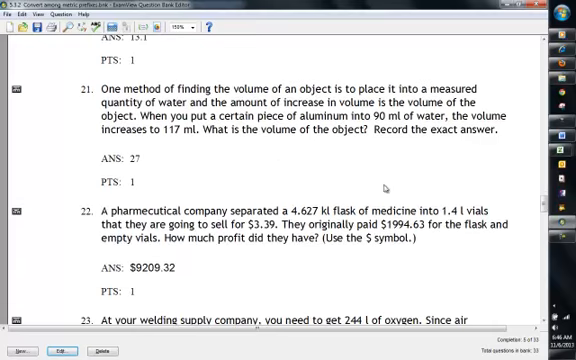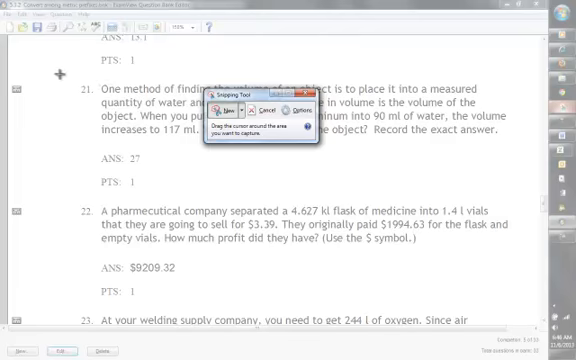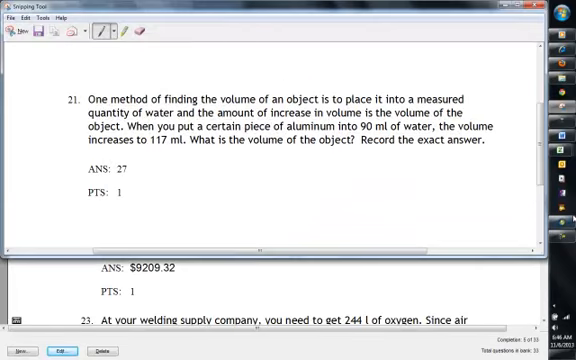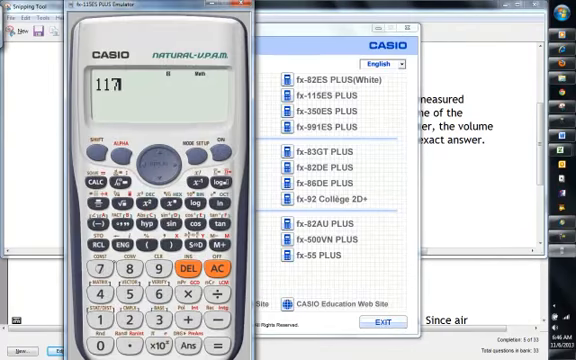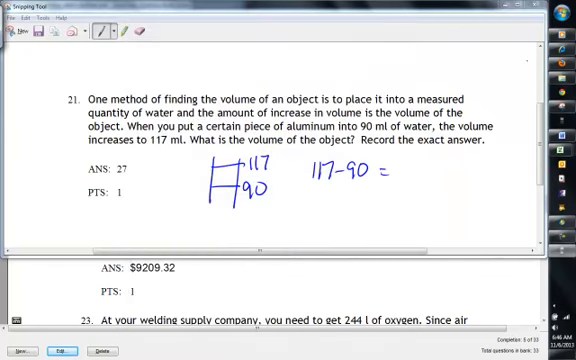All right, one method of finding the volume of an object is to place it in a measured quantity of water and find the amount that the volume increases. When you place a certain piece of aluminum in 90 milliliters of water, the volume increases to 117. So it was here at 90. Now when you put it in, it goes up to 117. 117 minus 90 is 27. I gotta get my calculator. 117 minus 90 is 27.